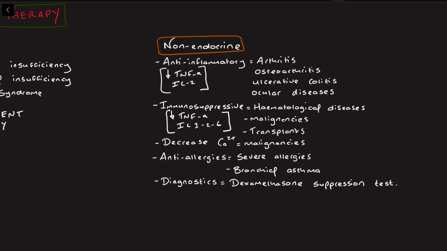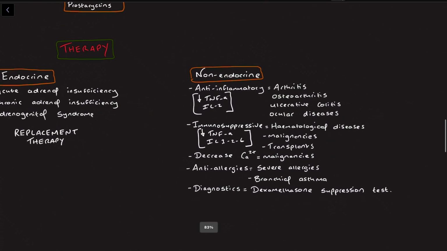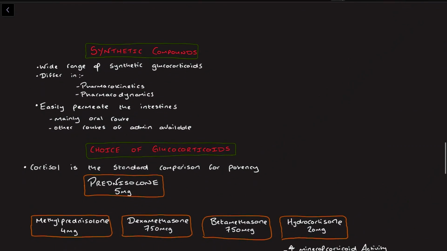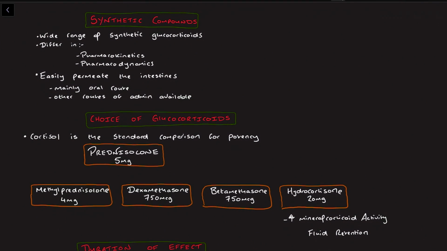Other uses for glucocorticoids include anti-allergies, so for example in severe allergies and bronchial asthma, or it could be used as a diagnostic measure, for example the dexamethasone suppression test. So what compounds are out there in the industry already and how do they differ from one another?